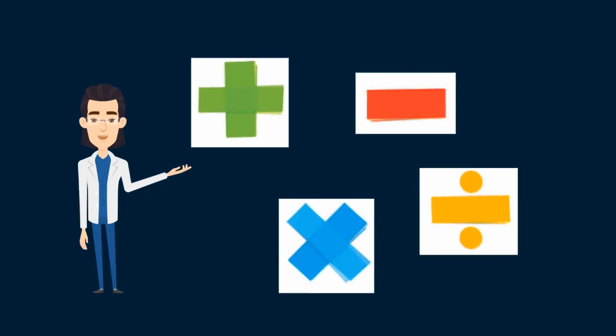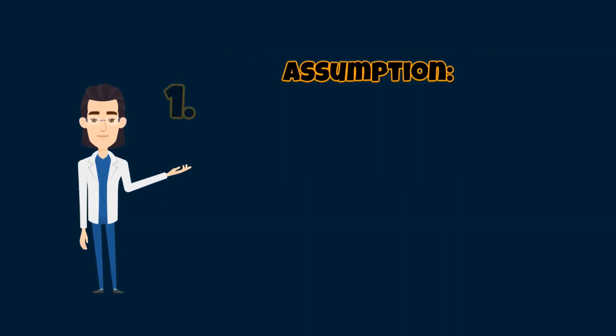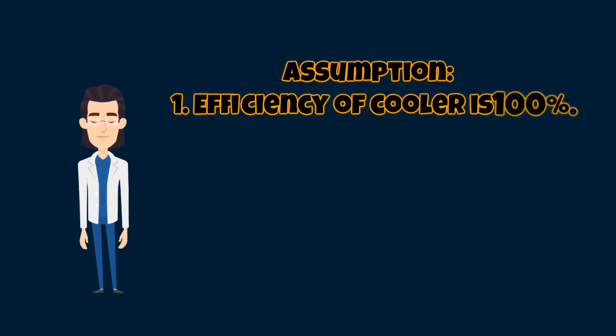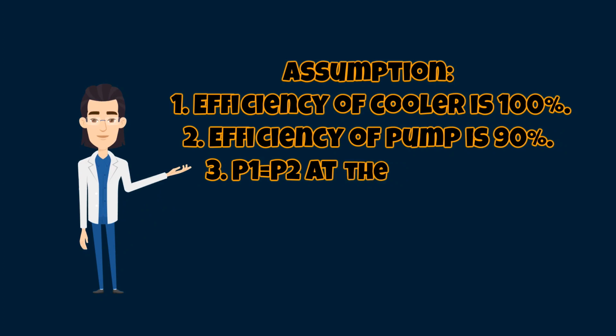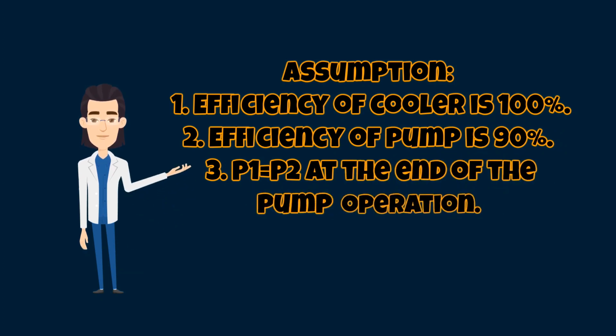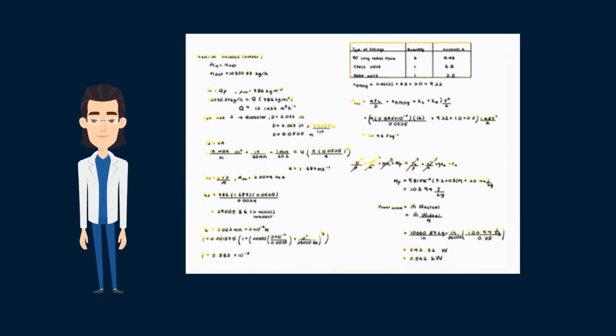Before doing the calculation, we need to make some assumptions. First, efficiency of the cooler is 100%. Second, efficiency of the pump is 90%. Third, pressure 1 equals pressure 2 at the end of the pump operation. And this is the full step calculation.